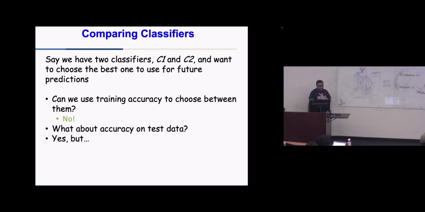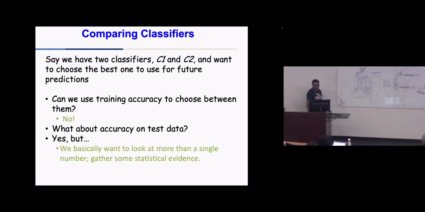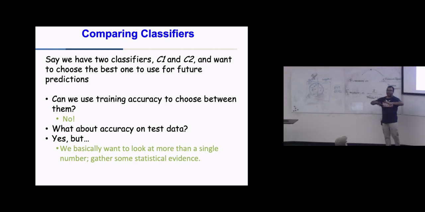So accuracy on testing data is definitely a better idea, but there is a but, right? Whenever you have but, you can ignore what was said before, right? Before but. No? Okay, because the most important part comes after but. So basically you want to look at more than a single number. That's what I said. You need to compute a statistic. In order to compute a statistic, you need data. If you have just one data set, one way to create more data sets is just by partitioning the data set. All right? So that's where k-fold cross-validation comes in handy.